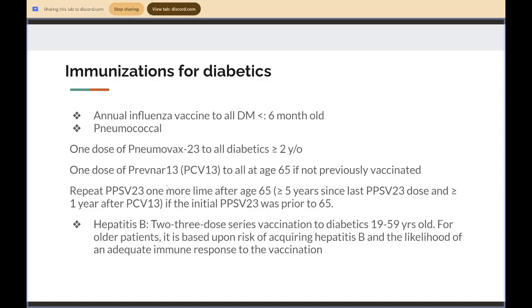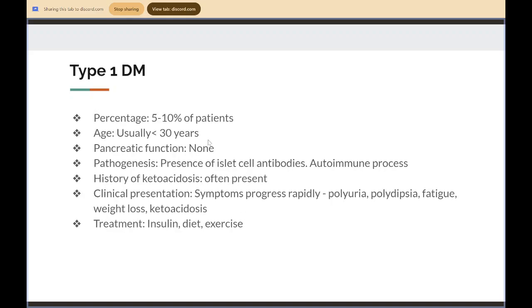Can anyone tell me in the chat what PCV stands for? PCV in the chat. For Hep B, we have two 3-dose series vaccinations for diabetics that are 19 to 59 years old. For older patients, it's based upon risk of acquiring Hep B and the likelihood of an adequate immune response to the vaccination. All right, getting some answers for PCV. Very good.